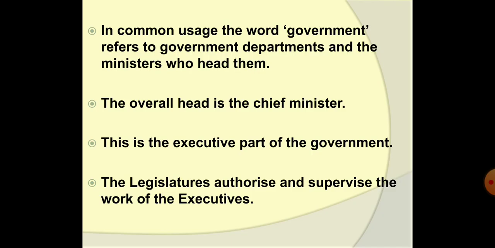In general, the term government refers to government departments and various ministers who head or lead those departments or ministries. The overall head of these departments or ministries is the chief minister. The various departments, their heads, and the chief minister are the executive part of the government. The legislature, that is all the MLAs of the Legislative Assembly, authorize and supervise the work of the executive.